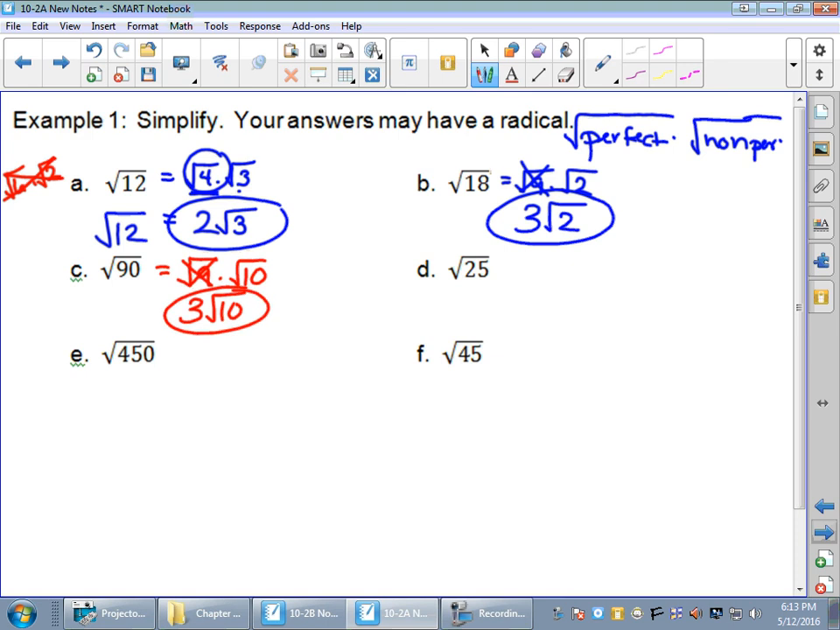Square root of 25 is perfect. It's already perfect, so you can't write it as a perfect and a non-perfect. You can just answer the question, which is 5.